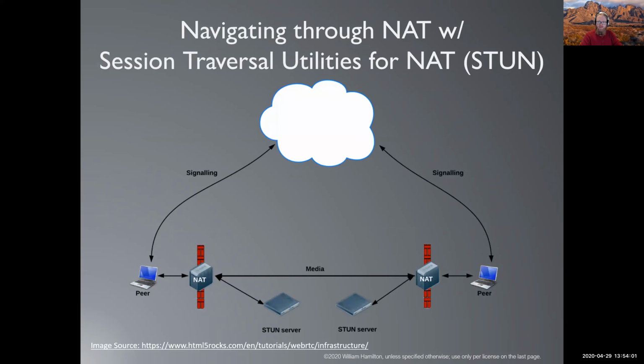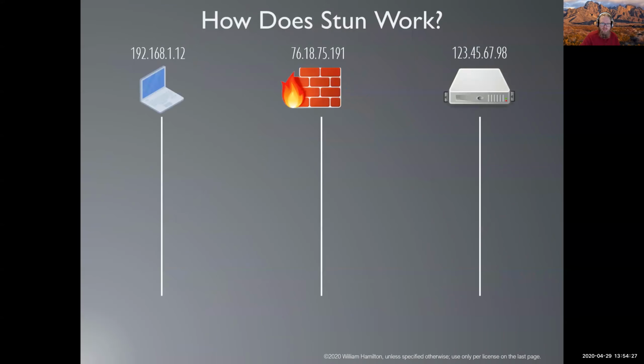This is done using a technique called Session Traversal Utilities for NAT, or STUN. Typically this is done with a server that is used to identify the public facing IP address and ports of a client. So what does that look like? Here I have my client and my NAT firewall and a STUN server on the right. What I do is initiate a connection to the STUN server.